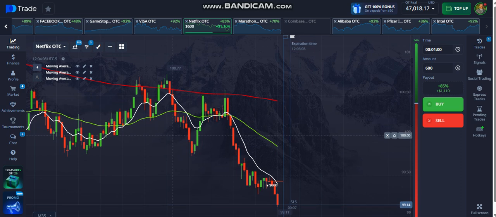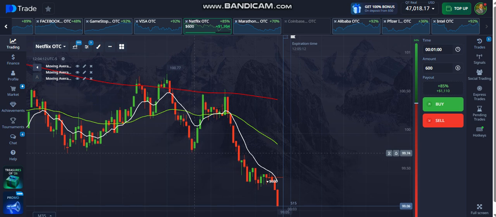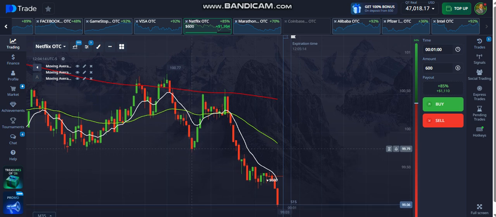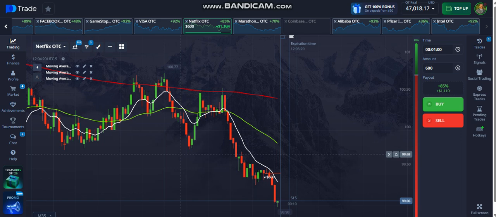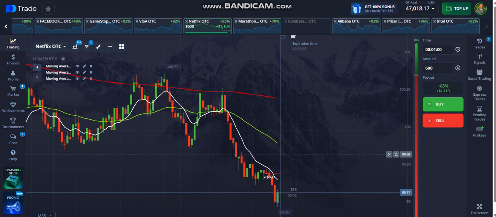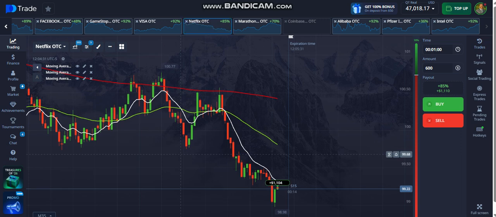In addition to that, if you notice, the price broke the previous level of support over here, right in here. And the trade is actually going our way. So let's wait for the expiry. Okay, so we won that trade.